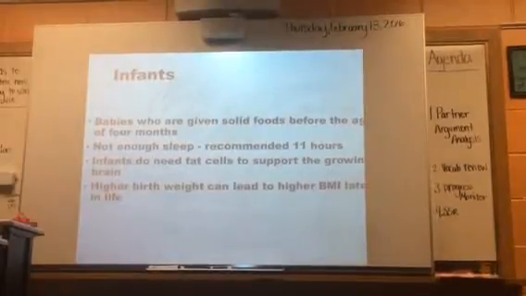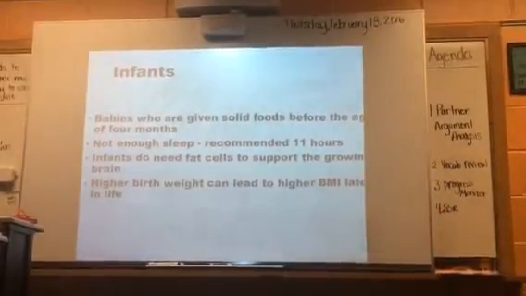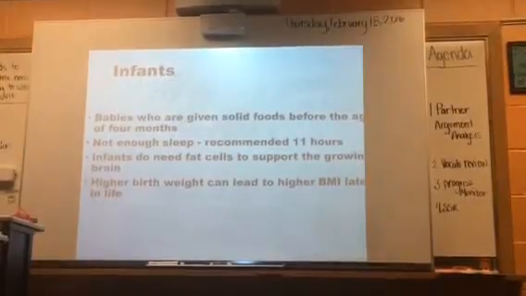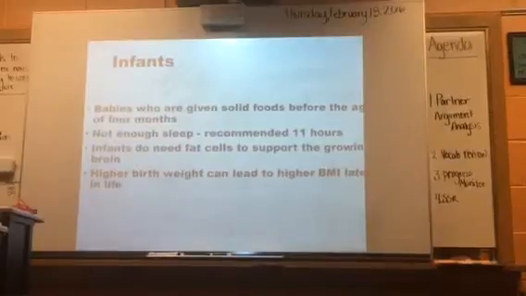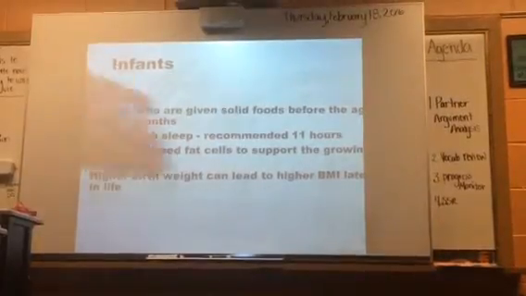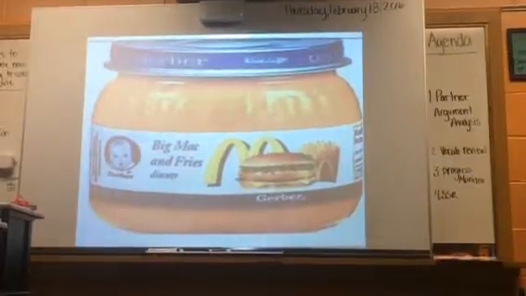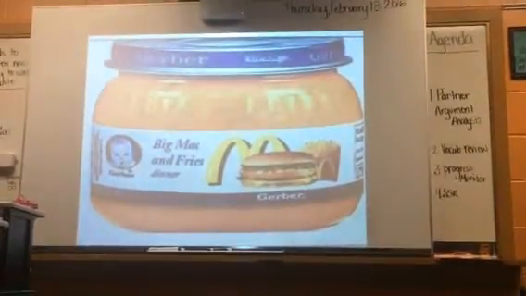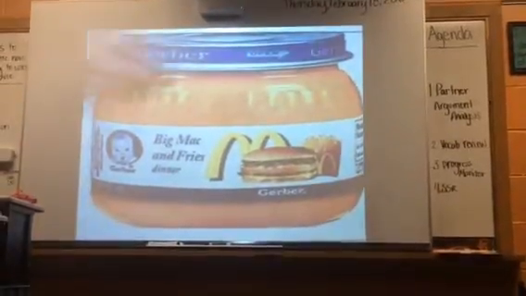Not enough sleep is another factor. Infants do need fat cells to support the growing brain, and a higher birth weight can lead to a higher BMI later on in life. So obviously, we don't want to be serving our babies Big Macs and fries. That's kind of a full picture.